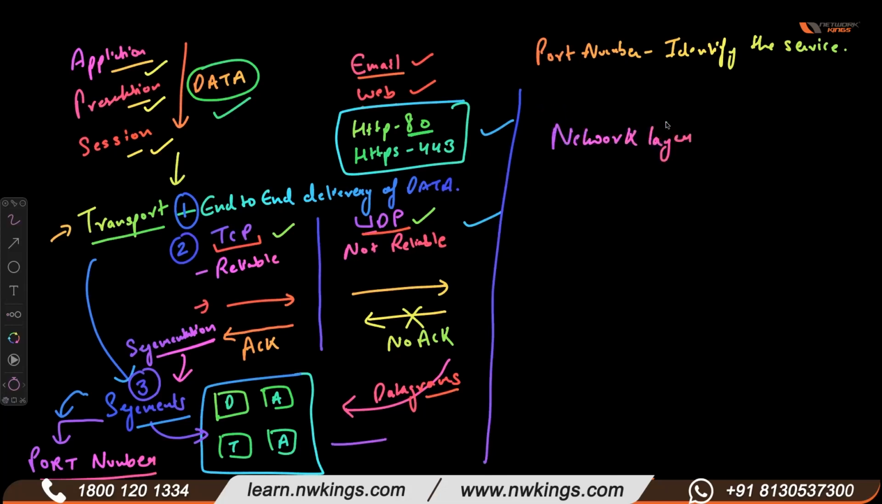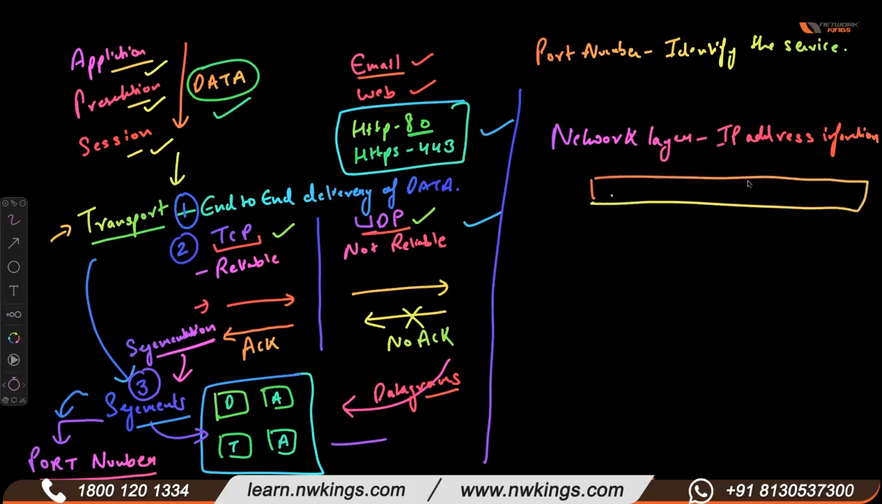So, the network layer. The network layer is basically responsible for adding the IP address information. So this layer will tell us from where to where. Basically, when you send a courier, you put down your address and you also put down the destination address. So this layer will add the source IP address and the destination IP.